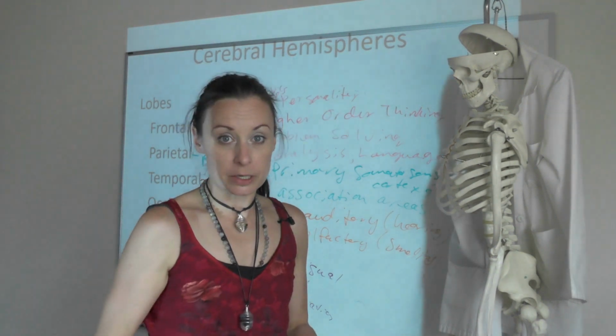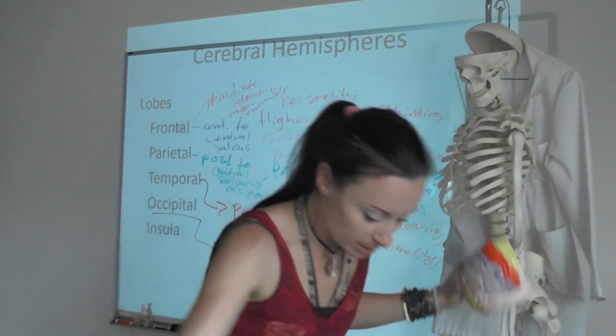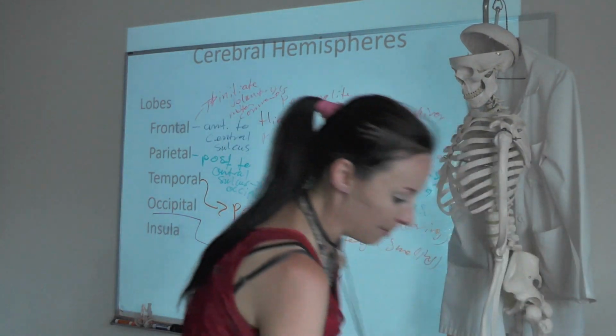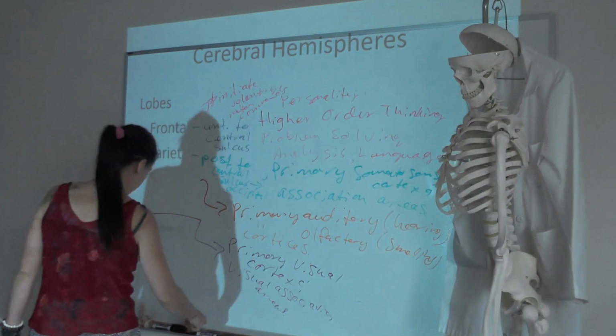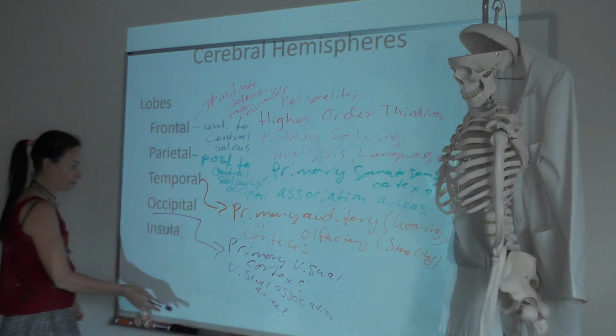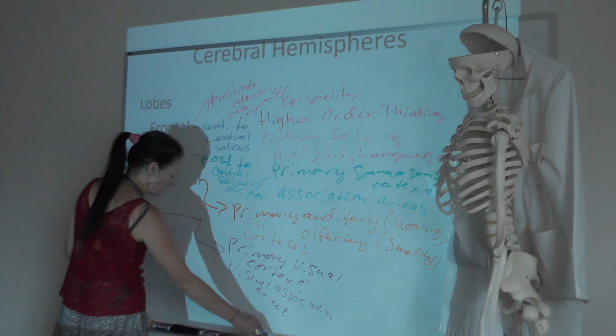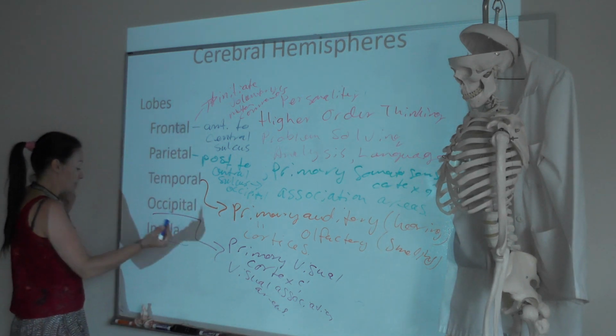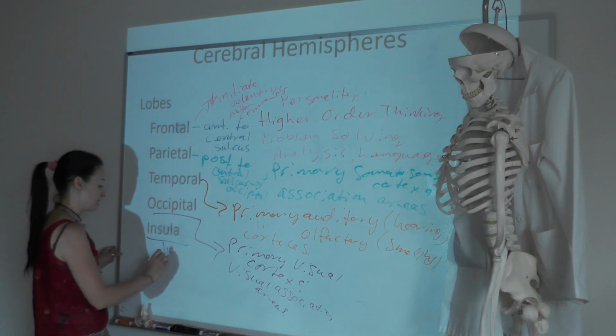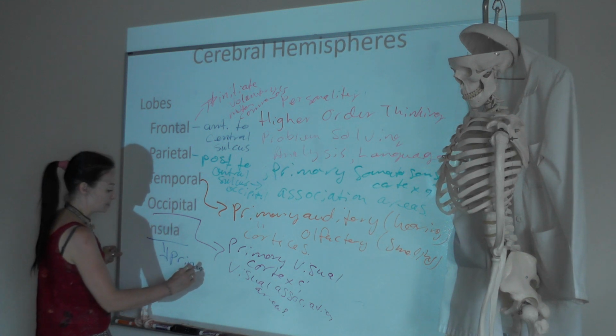You can look at a picture in your book. If there's a picture on the lab website, that's fair game. It's definitely fair game for a function. What's the function of the insula? It's the primary gustatory cortex. Gustation is your sense of taste.